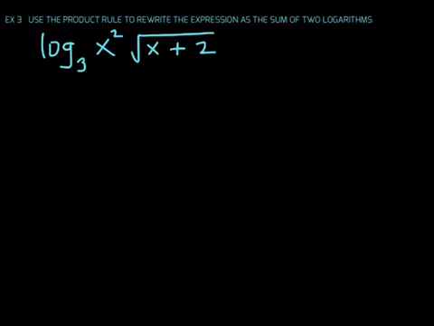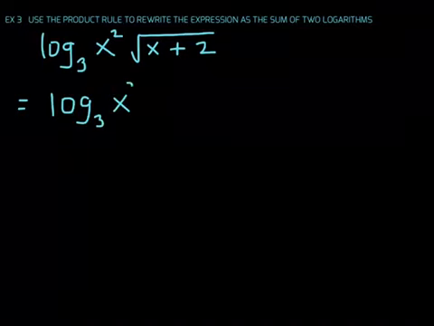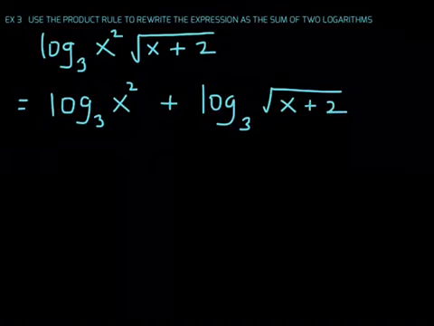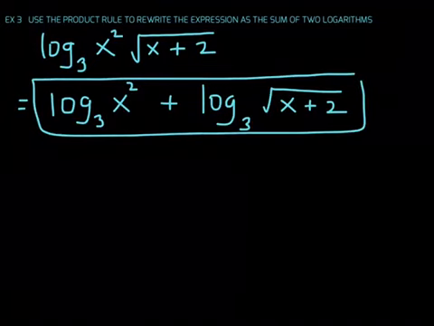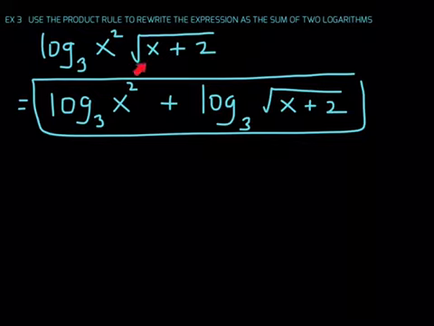Now, according to the product rule, we can break this apart as log base 3 of the first factor plus, and that plus sign is really important, it's not minus or anything like that, it's plus log base 3, that is the number 3 there, log base 3 of the second factor. And that's it, folks. You've rewritten this expression as a sum of two logs. Remember to keep the same base. So it's log base 3 of the first factor plus log base 3 of the second factor.